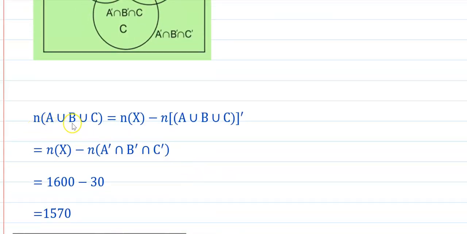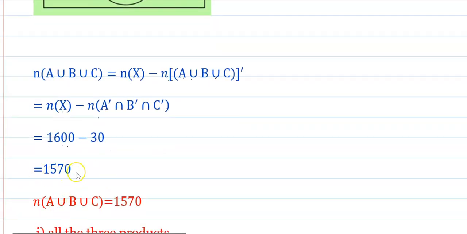Now see this here. n of A union B union C is equal to n of X minus n of (A union B union C) complement. This is the formula. If we operate this complement sign, then this union will become intersection, and all this A, B, C will become their complements. The number of consumers who do not like any product is 30, and the total is 1,600. Okay, 1,600 minus 30, then you will get 1,570.